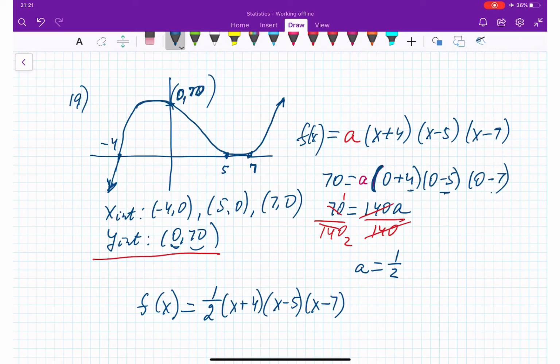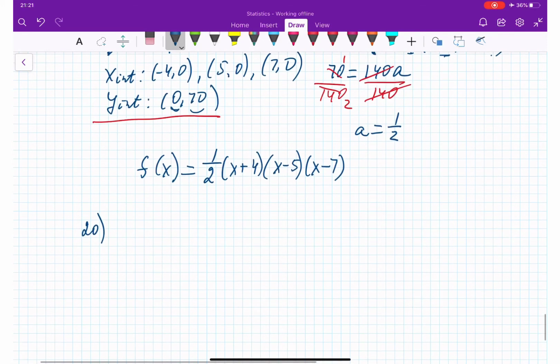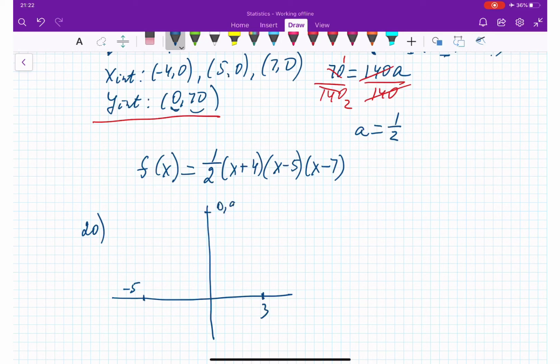Okay? And we have the last question to cover, question number 20. It's the same way. So in x-intercepts, we have negative 5 and we have 3. Y-intercept is 0, 9. So the graph is coming like this.